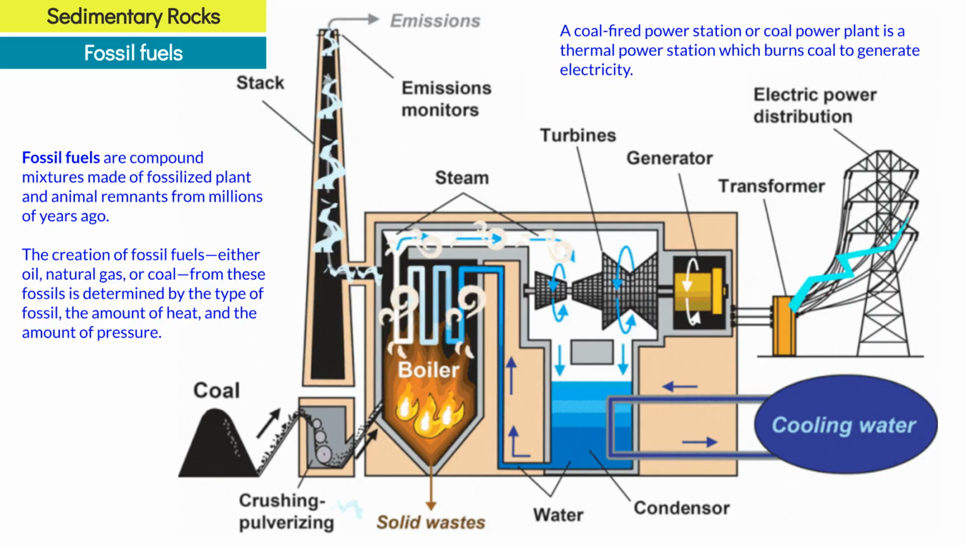In a coal-fired power plant, coal is burned to produce heat. This heat converts water into steam, which then drives turbines connected to generators, producing electricity. The process also releases waste materials and emissions that must be monitored and managed.